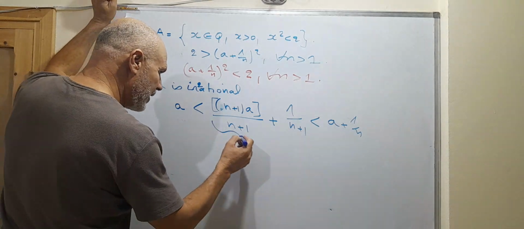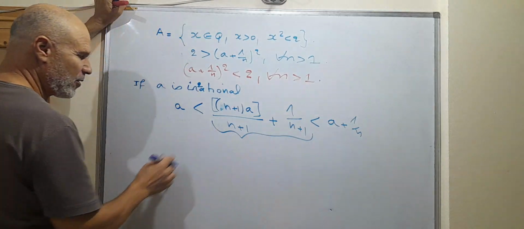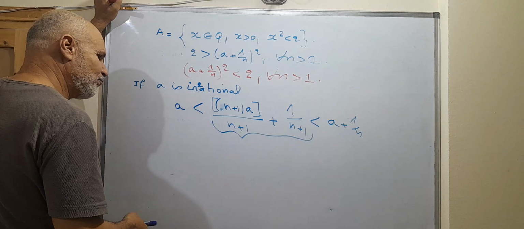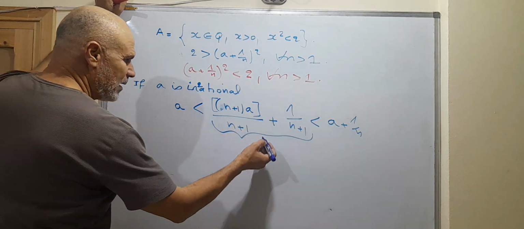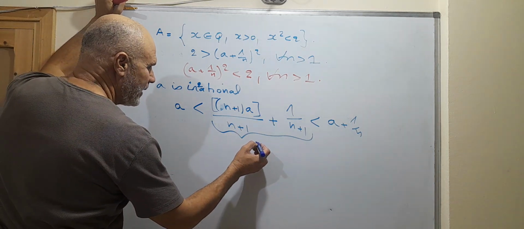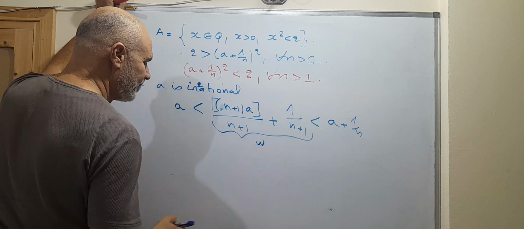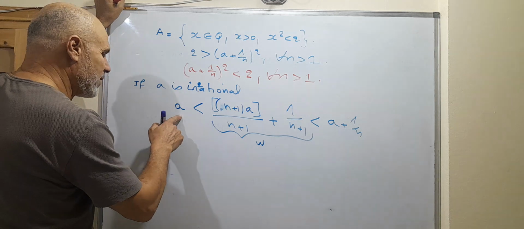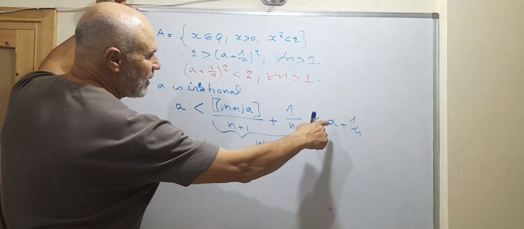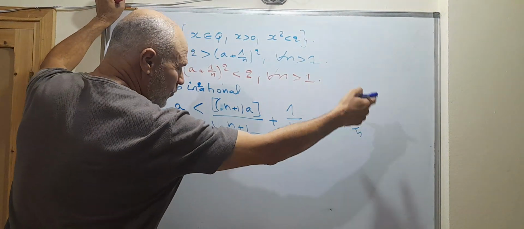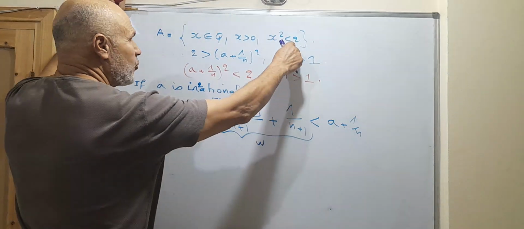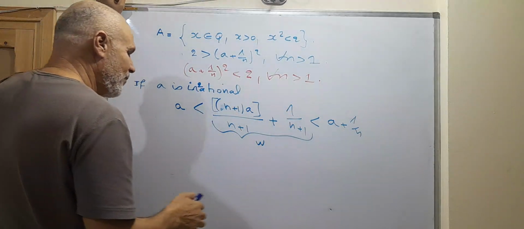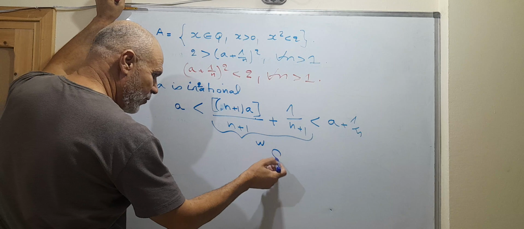We will call this one w. We have a square less than w square less than a plus 1 over n square, which is less than 2. But this one belongs to Q.